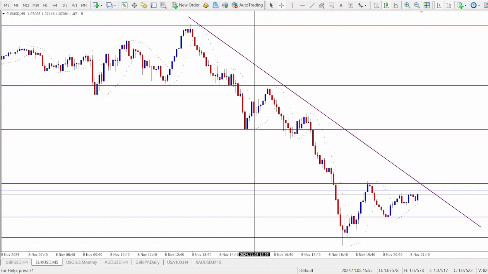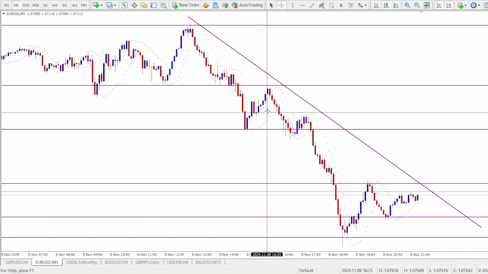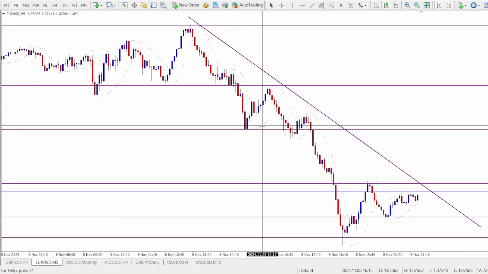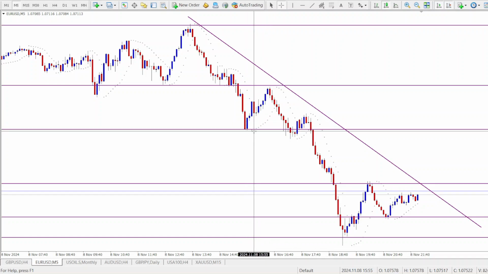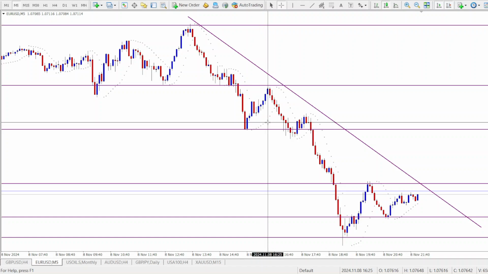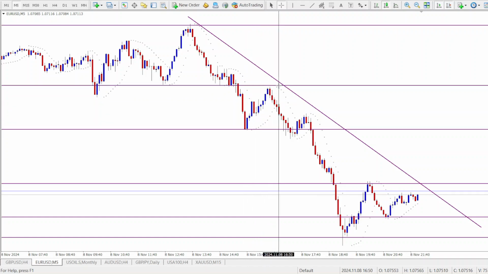Now in the situation whereby you have a pullback, you can see we had a pullback, so you're going to see the parabolic SAR form under the candlesticks, showing that this pullback is happening.